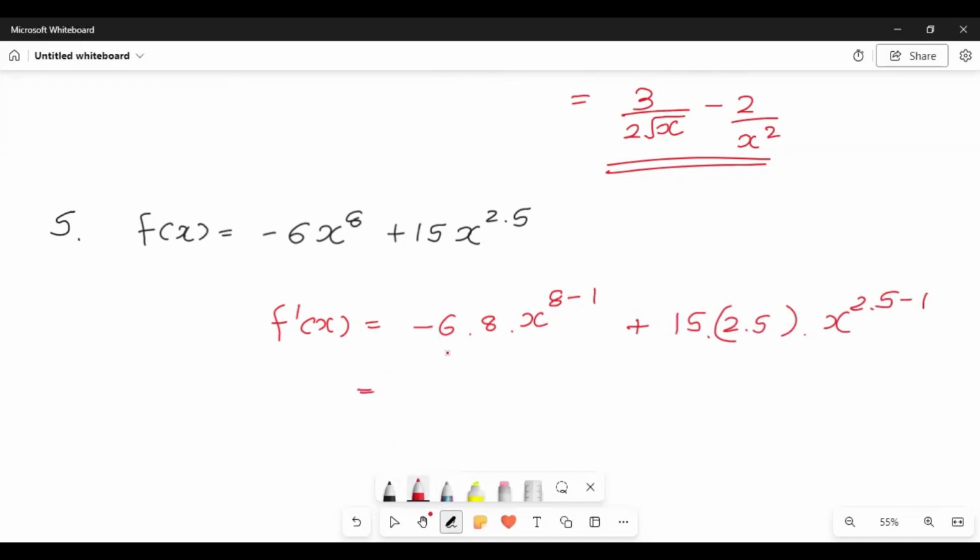So the final answer is going to be here. Negative 6 times 8 is going to be negative 48 times x to the power of 8 minus 1, which is 7, plus 15 times 2.5, so it's going to be 37.5 times x to the power of 2.5 minus 1, which is 1.5. So the answer is like this.